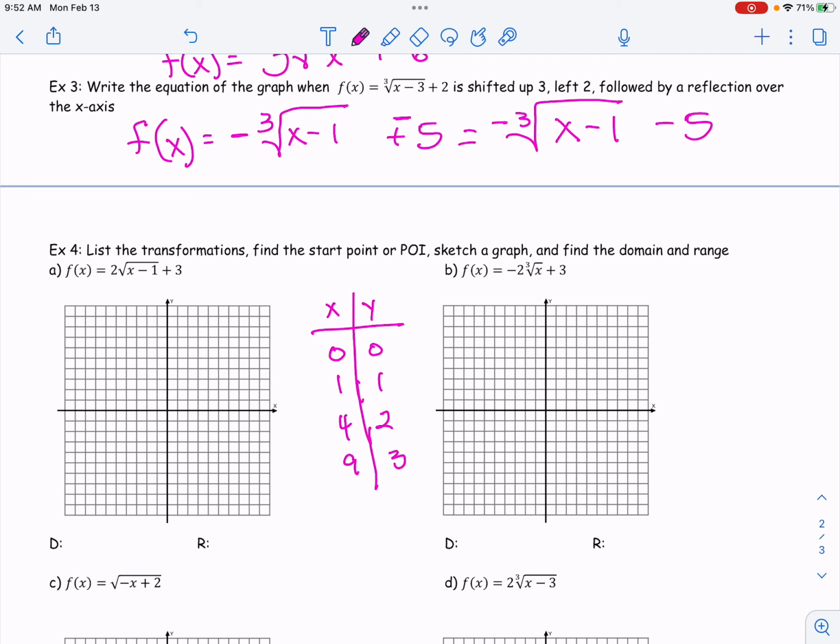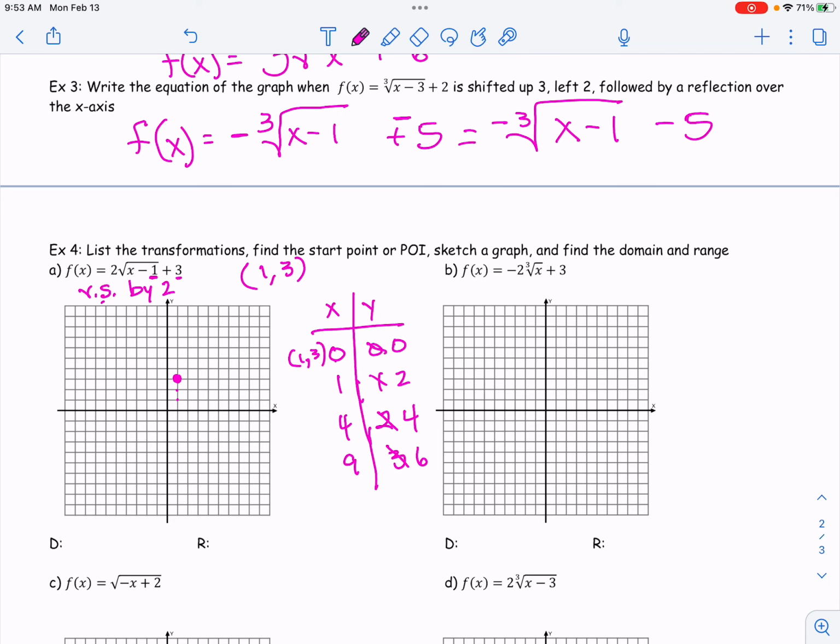So my transformations are a vertical stretch by 2, and it's going to be moved right 1 and up 3. That's my new origin. So right 1, up 3. If it's vertically stretched by 2, that means the y is going to change. So this is still 0, this is 2, this is 4, and this is 6. So my new origin is 1, 3.